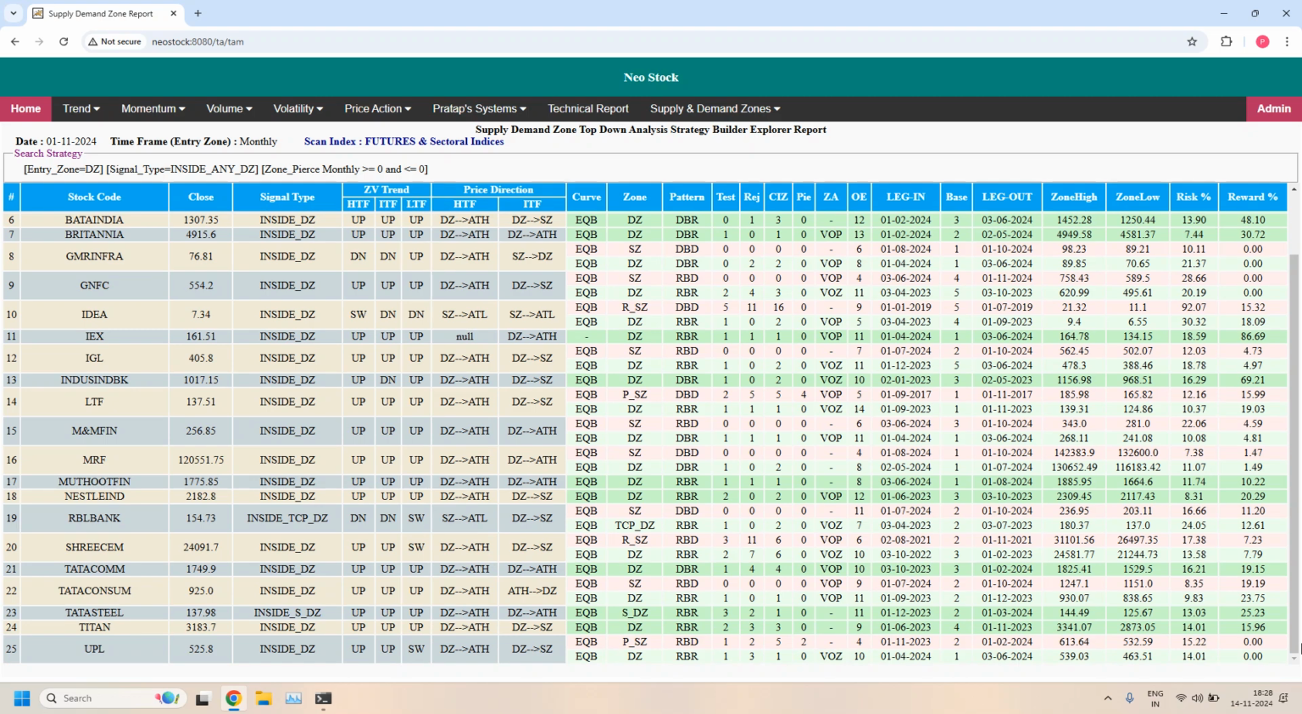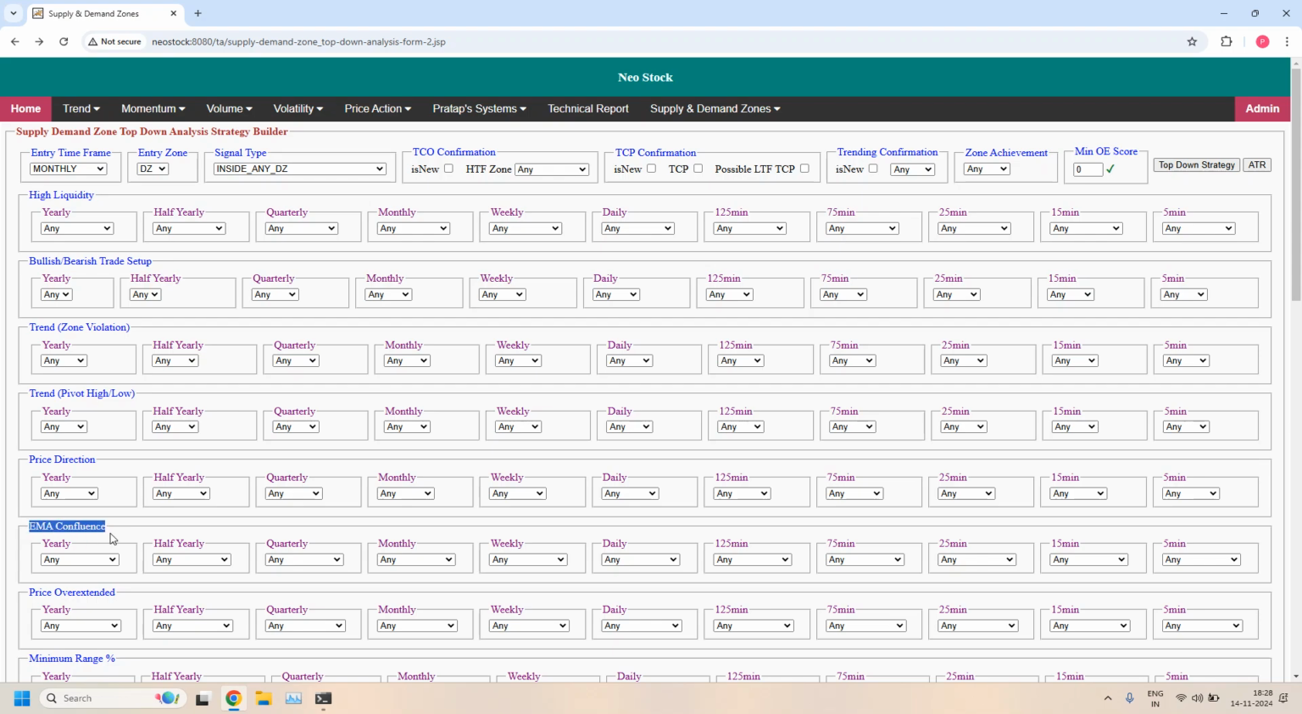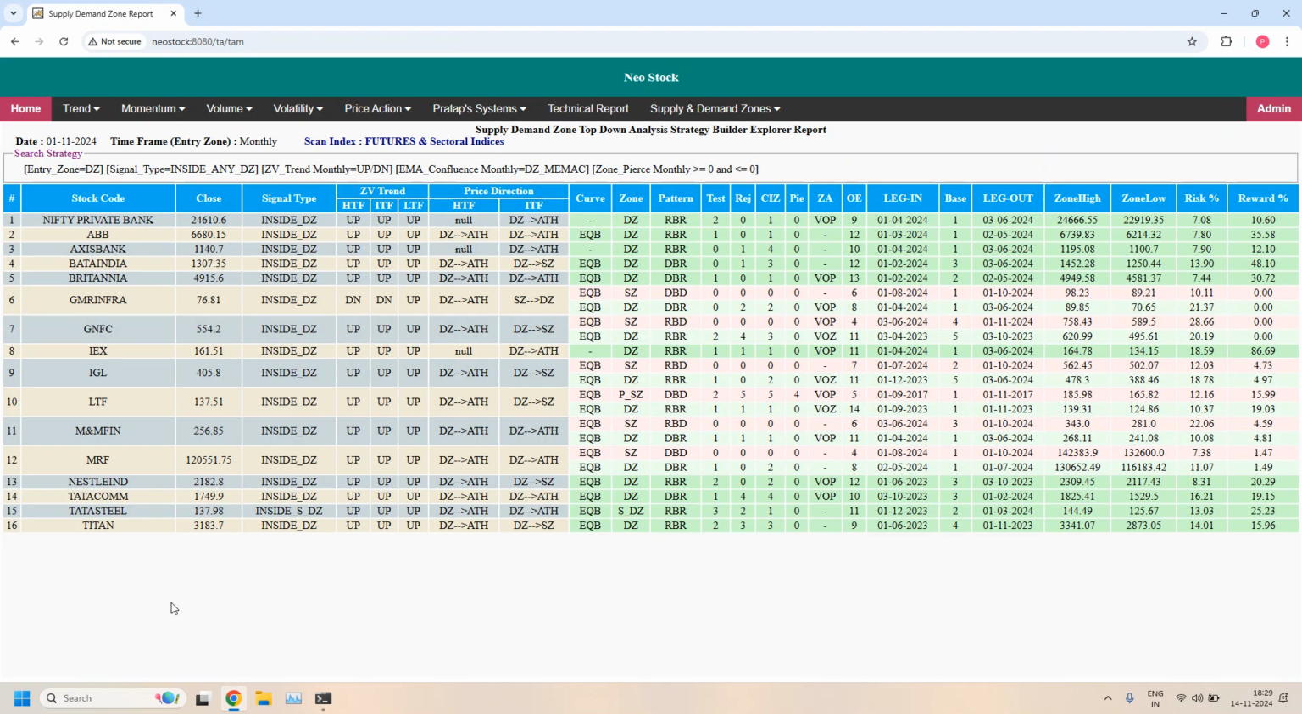Okay, but in this list, if you want to know the high probability supported stocks, look for the EMA Confluence. So I'm going back, adding EMA Confluence at monthly time frame. I have to select monthly demand zone having monthly EMA Confluence. Remember, EMA Confluence should be used only in the trending market, not in the sideways. So in the trend zone, violation trend, monthly time frame, I am selecting up or down trend, not sideways. Now these 16 stocks are filtered. All the 16 demand zones are having monthly EMA Confluence.